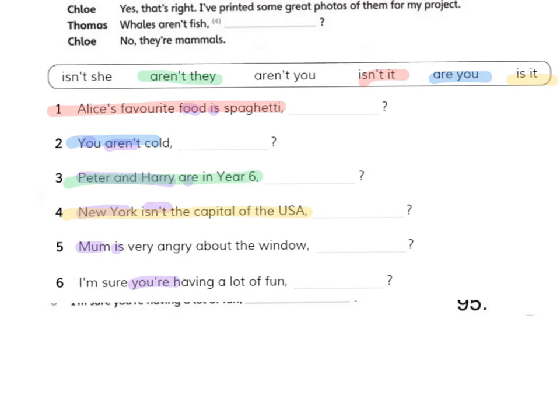Let's do it with an orange. Well, let's do it with a pink one. Mom is very angry about the window. Isn't she? I'm sure you're having a lot of fun. Aren't you?